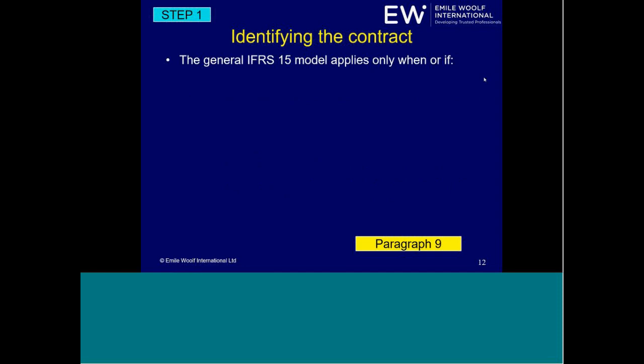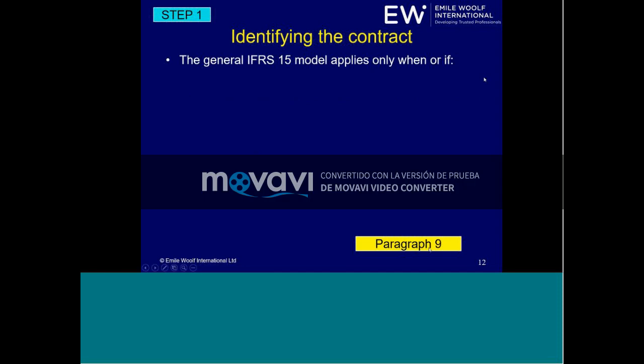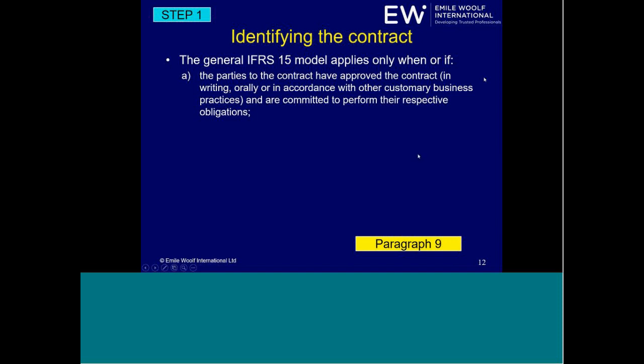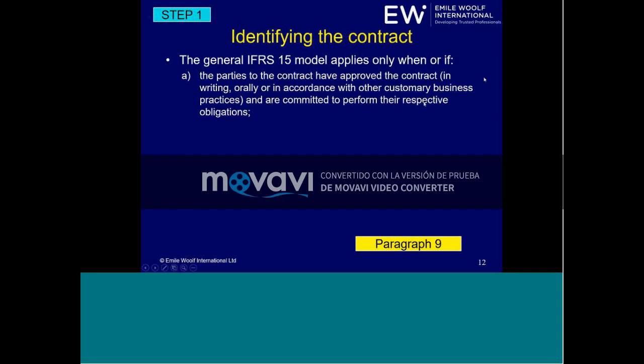So step 1, and the reference here is to paragraph 9. The general IFRS 15 model applies only when or if A, the parties to the contract have approved it. And the standard recognizes there can be a variety of ways and processes in which that carries on. But the critical thing is that there is apparently, therefore, a commitment to perform.